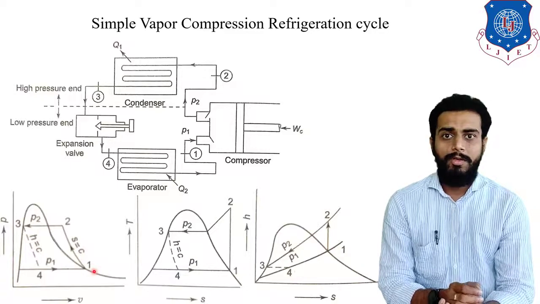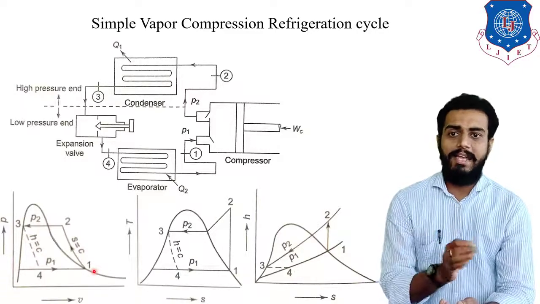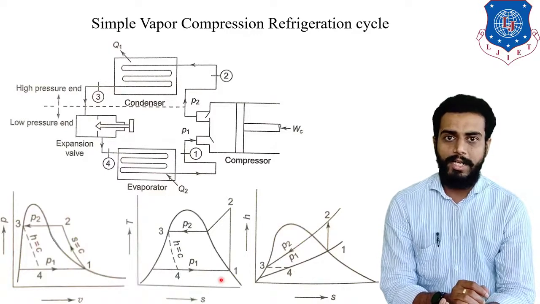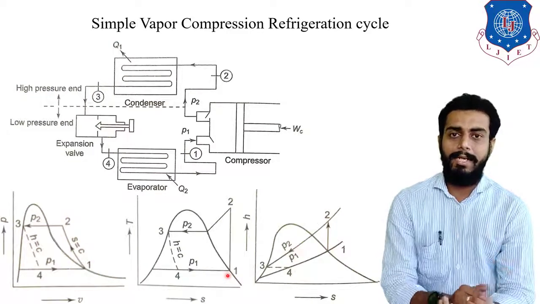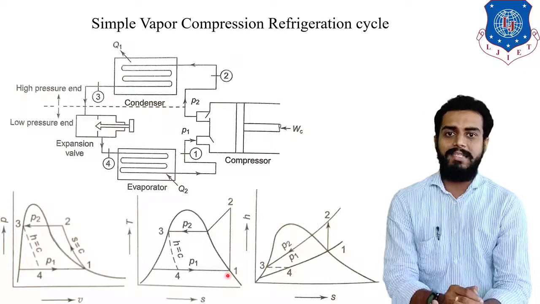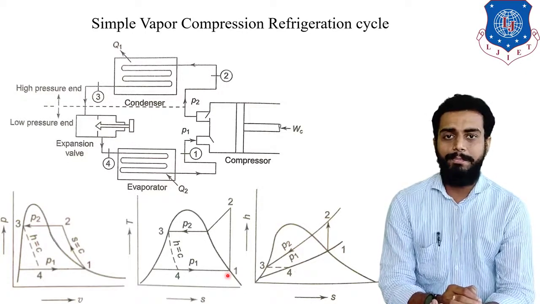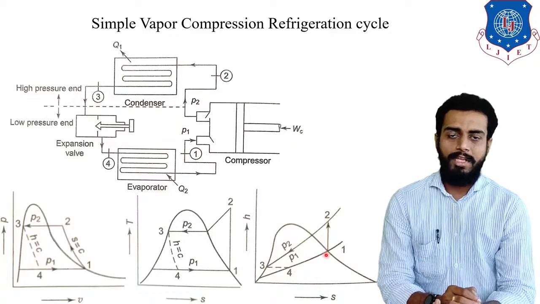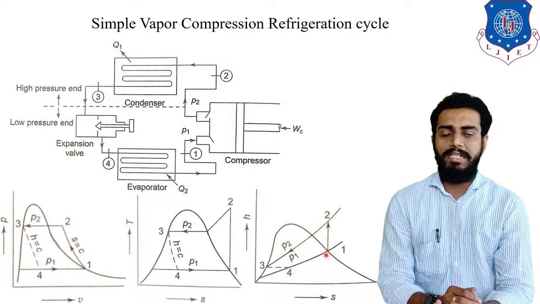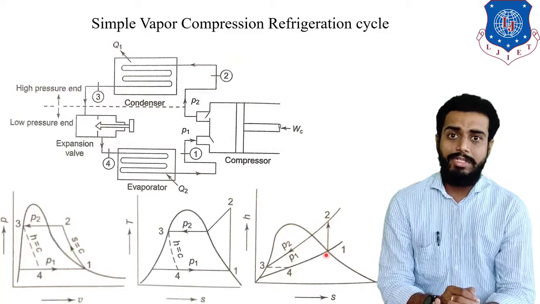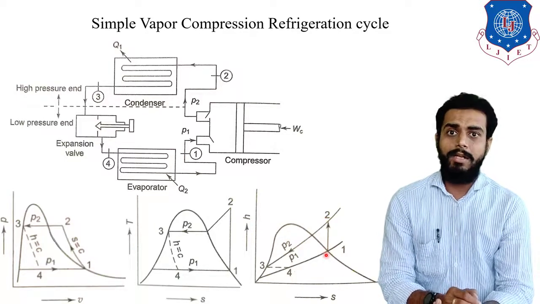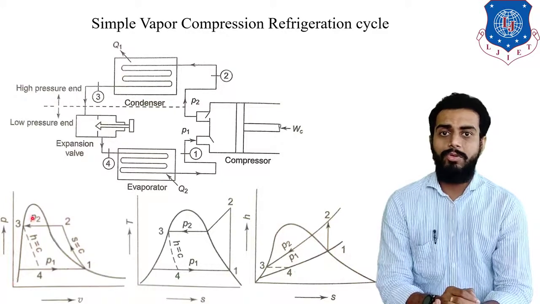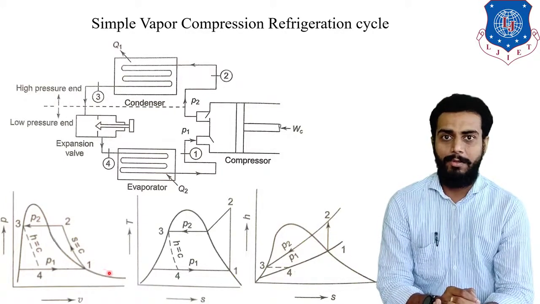As you can see in the TS diagram, there also the point number 1 is plotted on the saturated vapor line, and if you observe the HS diagram, there also point number 1 is plotted on the saturated vapor line. Remember students, whenever you are drawing PV, TS and HS diagrams, you shall remember the pattern of the saturation dome for the PV diagram, TS diagram and HS diagram.